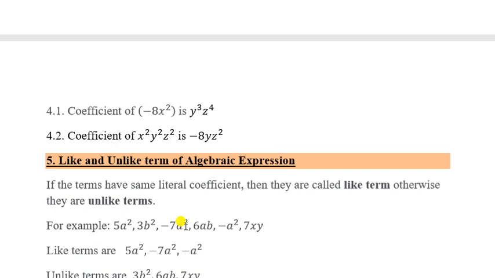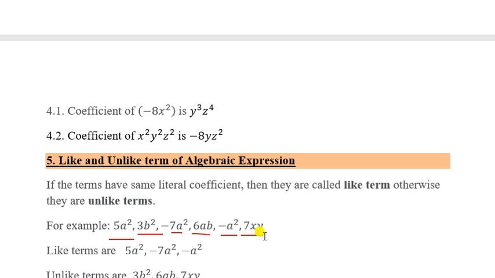Now, like and unlike terms. Like fractions and unlike fractions you have completed. In the same way, like terms means you have to find the same kind of literal variable. Remember, for x square you have to find x square, x square, x square from all the terms. If y square x is given, then from all the terms you have to find y square x, y square x, y square x. For example, see it is given 5a square, 3b square, minus 7a square, 6ab, minus a square, 7xy.